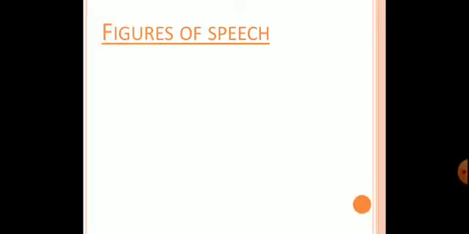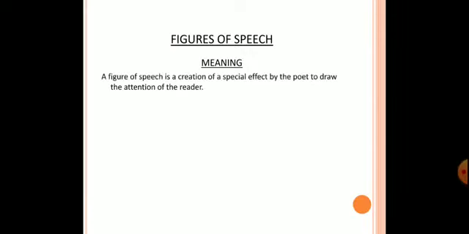Today's topic is figures of speech, part 1. So let us learn the definition of figures of speech. Meaning: a figure of speech is a creation of special effect by the poet to draw the attention of the reader. Now let us understand this definition a little bit. The poet frames words in such a manner that it draws the reader's attention, and the reader thinks, why is this thing being written by the poet? This is considered a figure of speech.